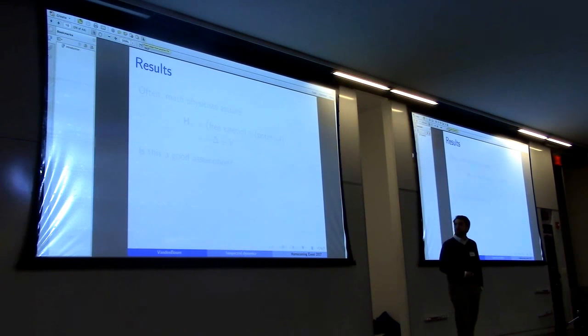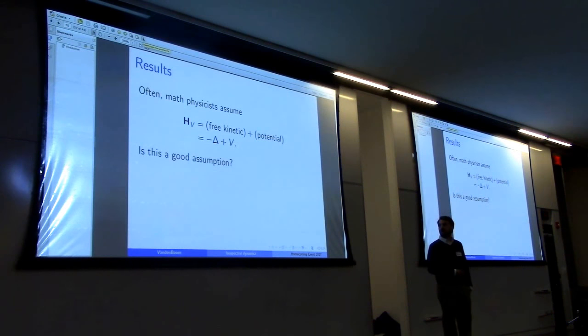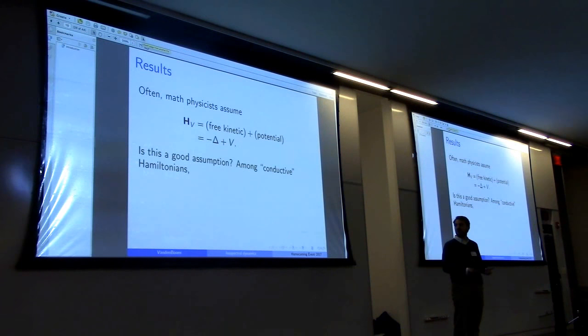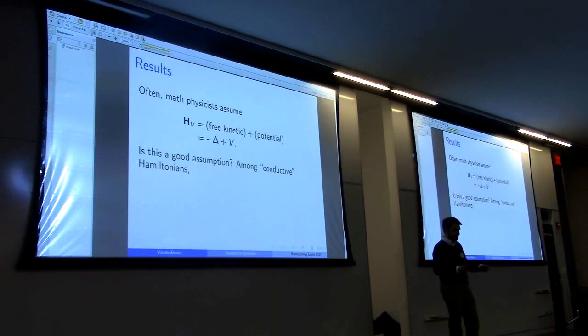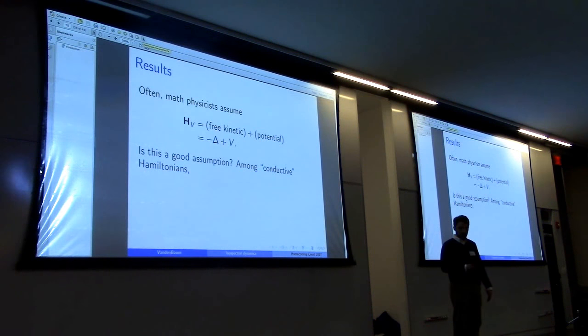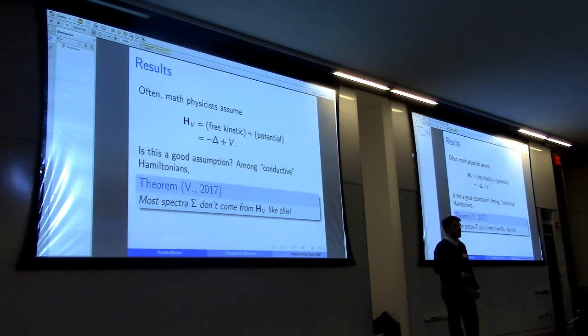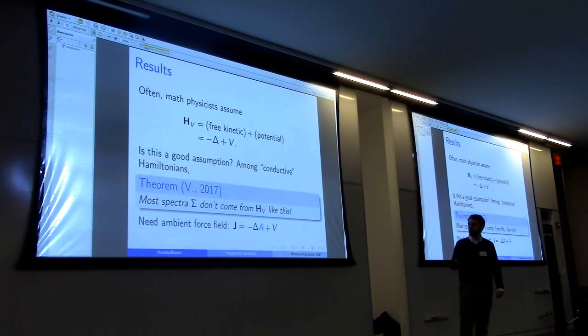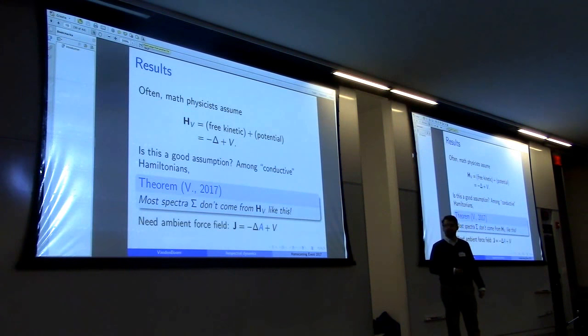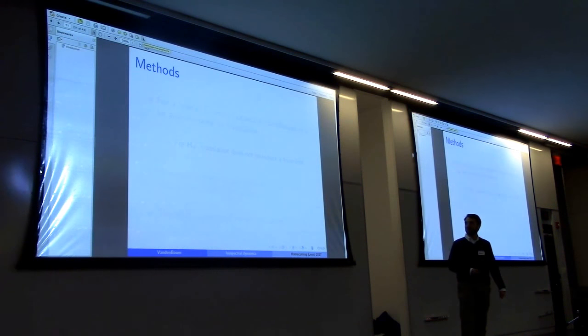So what did I prove? Often math physicists assume that your Hamiltonian looks like a material in a vacuum. So you really are measuring just the free kinetic energy of the particle without any forces acting on it, and then some potential energy. And what I asked is, from a spectral perspective, is this a good assumption? And it turns out that if you assume your Hamiltonian is conductive, meaning that your quantum particles sort of pass through it in time, no. Most spectra actually don't come from Hamiltonians like this. You really need to incorporate some sort of local acceleration, a force field. And I can prove this for you in about 30 seconds.